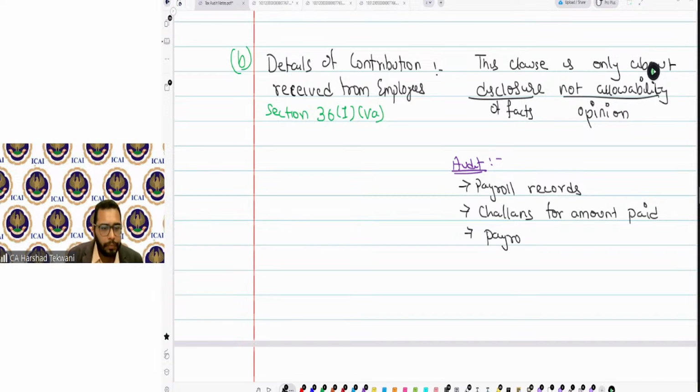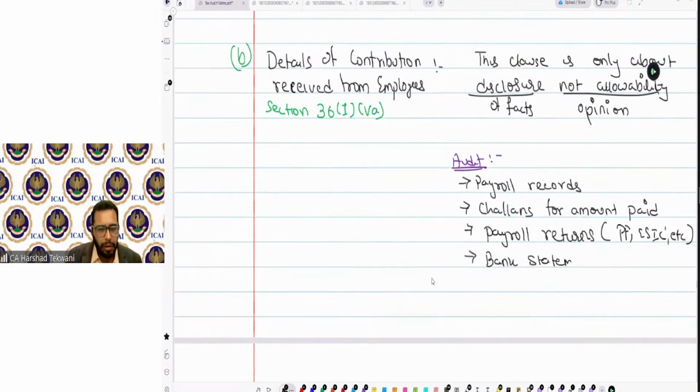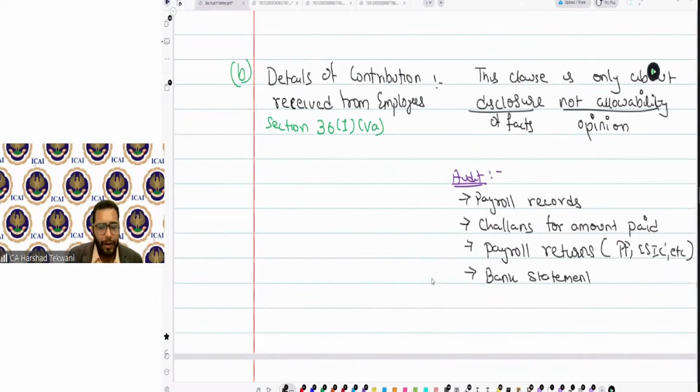Or you can also identify payroll returns, basically PF, ESIC, and all these returns. If they are applicable, then we can go and verify these returns also. Also, you can check the bank statement to verify the date of payments.